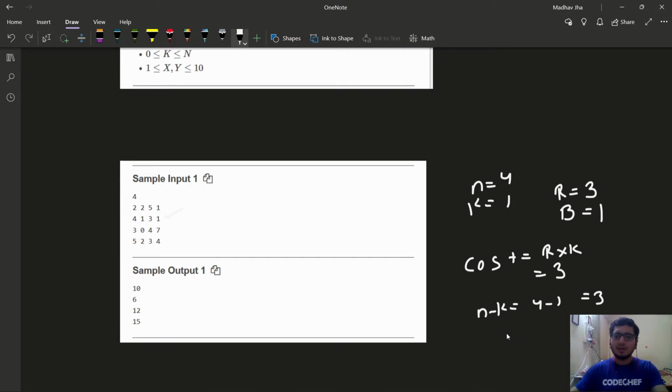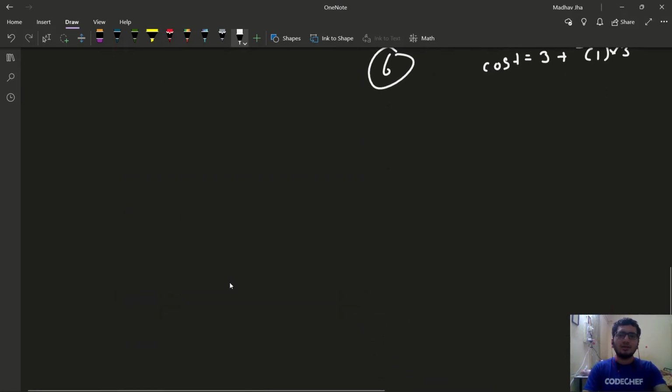Since that is given, we will select whichever is the minimum. So we'll select the minimum of r comma b. That is b, the minimum is blue. So we'll buy 3 blue. Our cost is actually going to be 3 plus 1 into 3, which is equal to 6. So 6 is our answer, and you can see the same in the sample output. Let's move to how we are going to solve it.